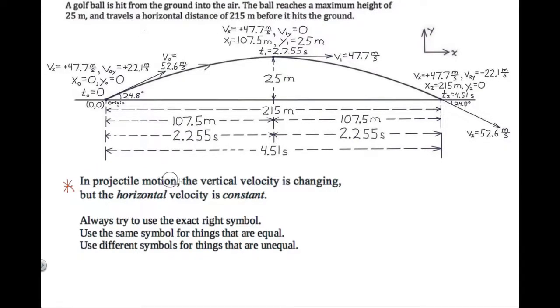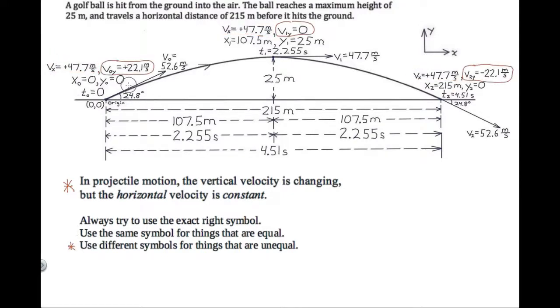In projectile motion, the vertical velocity is changing, but the horizontal velocity is constant. We found that the ball's horizontal velocity is positive 47.7 meters per second. This value applies at every point along the trajectory, so we use the same symbol, v sub x, for the horizontal velocity at every point along the trajectory.